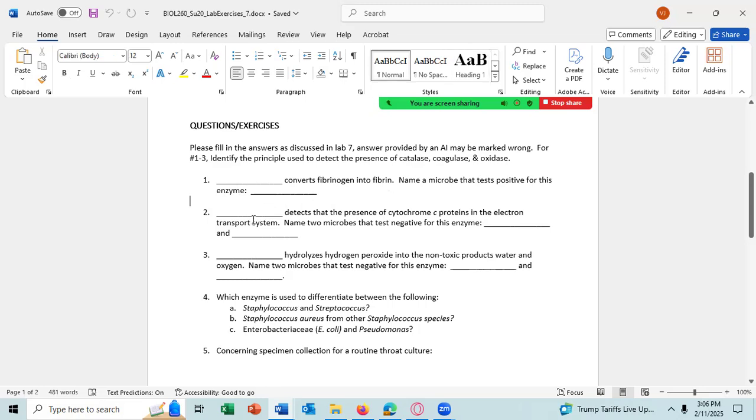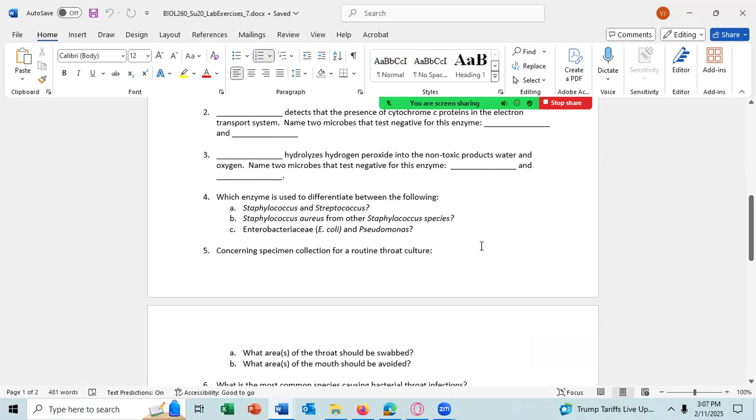2, what enzyme detects the presence of cytochrome C proteins in the electron transport system? And then 2B, sorry, name 2 microbes that test negative for this enzyme. For 3A, which enzyme hydrolyzes hydrogen peroxide into the non-toxic products water and oxygen? And then 3B, name 2 microbes that test negative for this enzyme. And you don't need to say the species there, you can just say the family, but you could put the species if you wish.